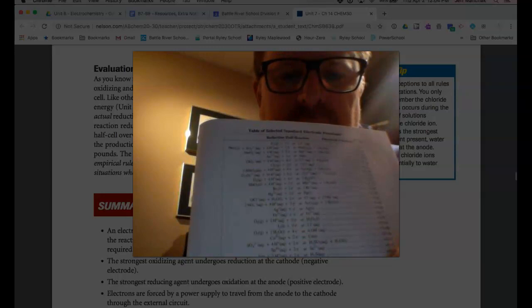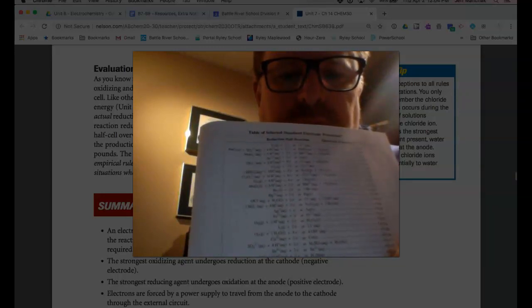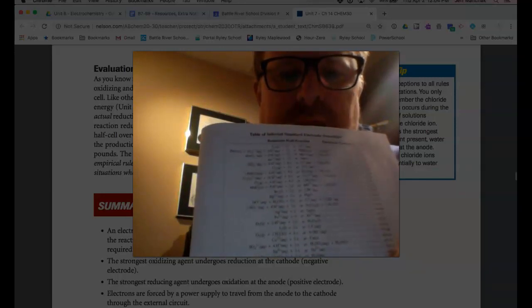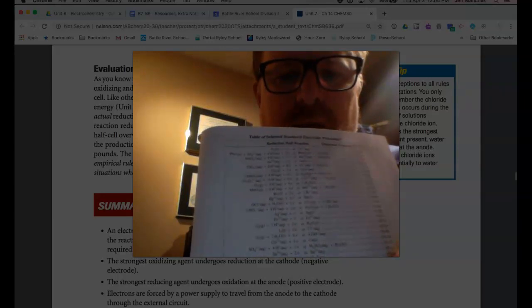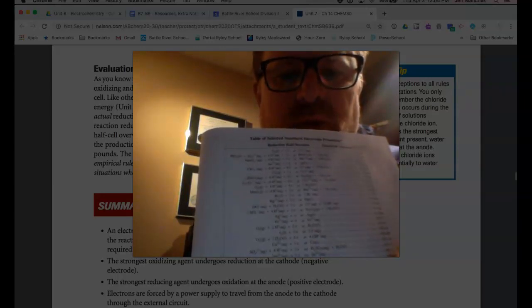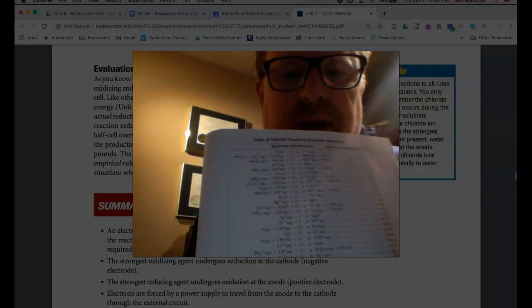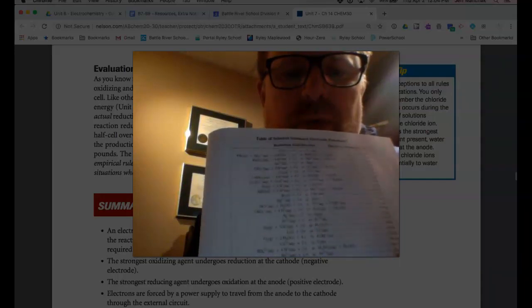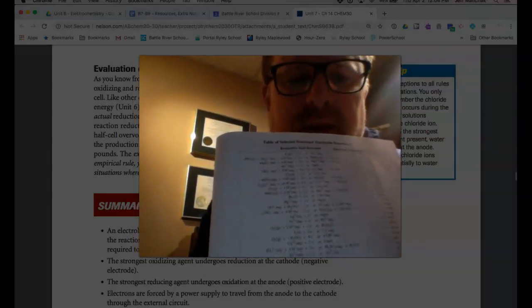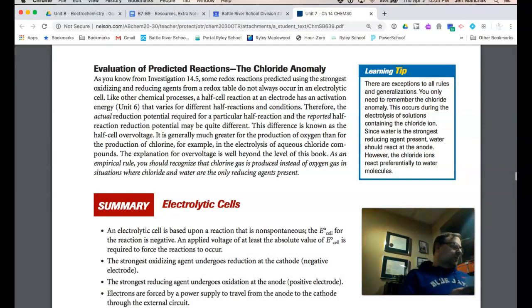We would normally say that water is the strongest reducing agent in this case, and therefore oxygen gas should be produced. But in actual fact, empirically, if chloride and water are your only reducing agents, then even though I've told you that your strongest reducing agent will be lower down on the right-hand side, the chloride becomes the strongest reducing agent, and so we will produce chlorine gas instead. That's what we call the chloride anomaly. It's an exception to the rule. The rules aren't always hard and fast, and sometimes there's an exception to them.